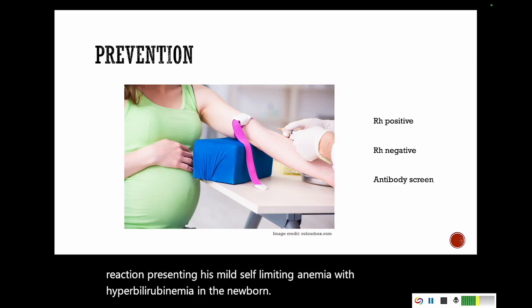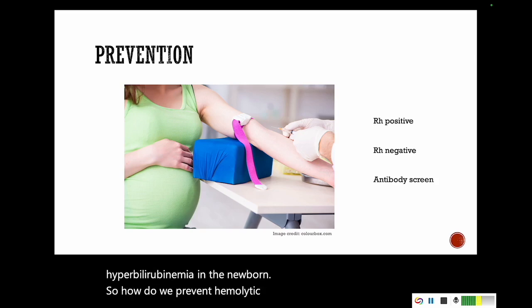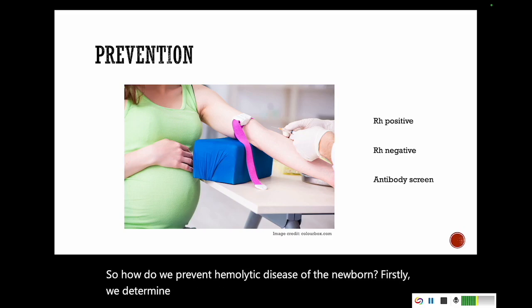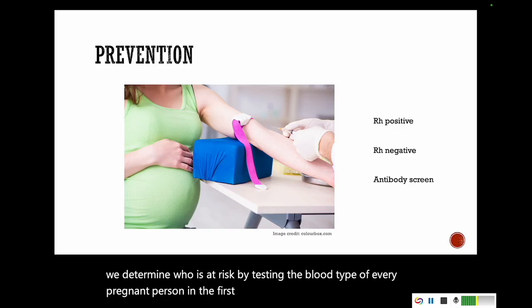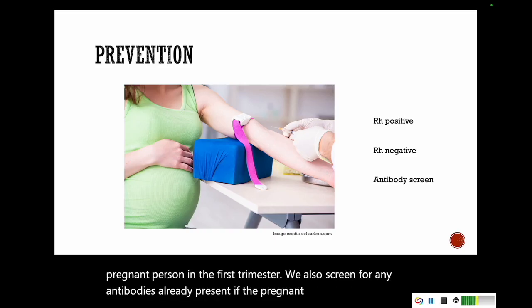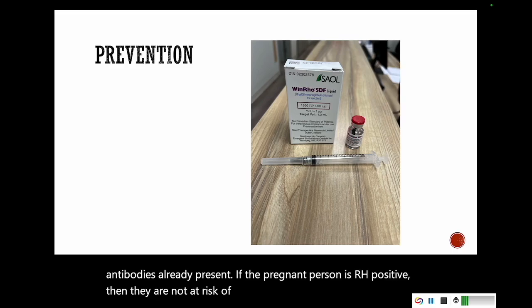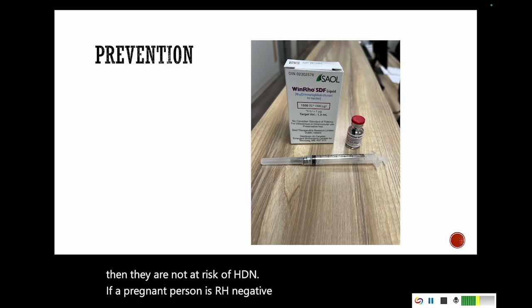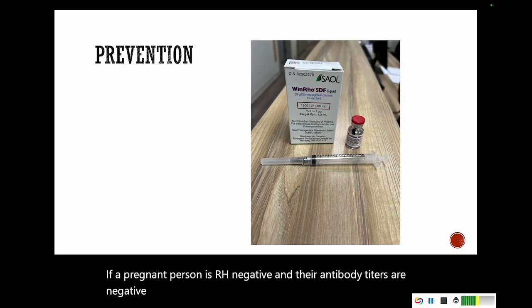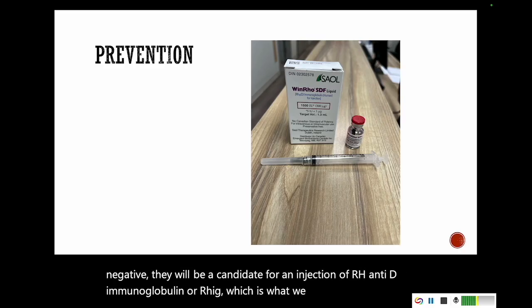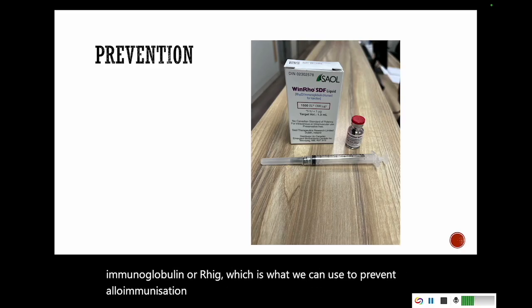So how do we prevent hemolytic disease of the newborn? Firstly, we determine who is at risk by testing the blood type of every pregnant person in the first trimester. We also screen for any antibodies already present. If the pregnant person is Rh positive, then they are not at risk of HDN. If a pregnant person is Rh negative and their antibody titers are negative, they will be a candidate for an injection of Rh anti-D immunoglobulin, or RhIg, which is what we can use to prevent alloimmunization and subsequent HDN.